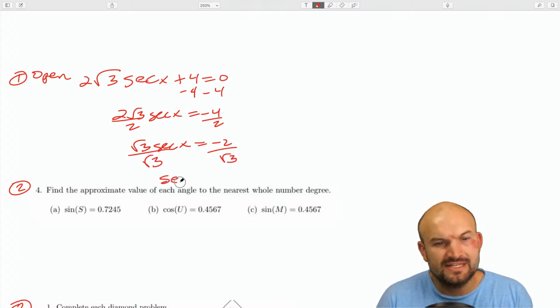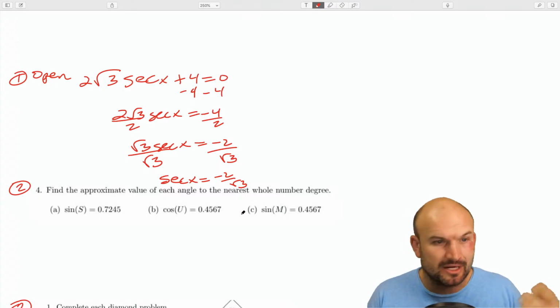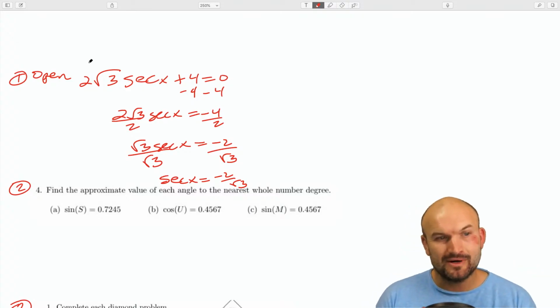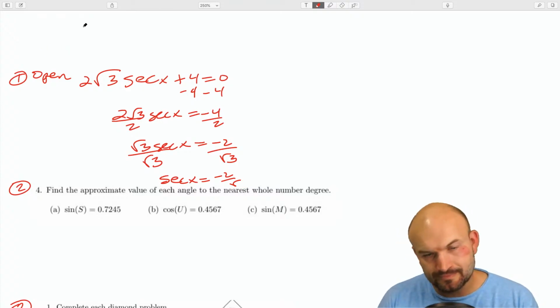Okay, so I have the secant of x is equal to -2 over square root of 3, right? Now, you might say, well, why don't we rationalize the denominator and so on. But remember, if the secant is, or actually, let's go through this.